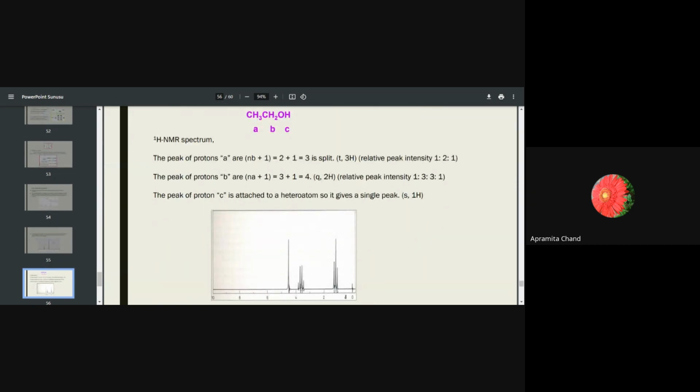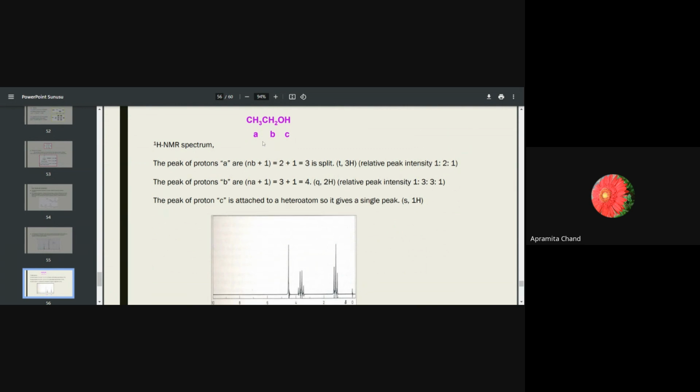Now let us check for ethanol how we can find out the NMR spectra. So it is CH3 CH2 OH. So CH3 will be affected by CH2. So it will be a 3 proton triplet. Here the 2 protons are affected by 3, so this will be a 2 proton quartet, and OH will have a separate signal.